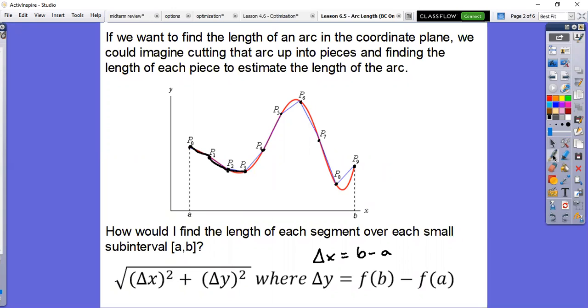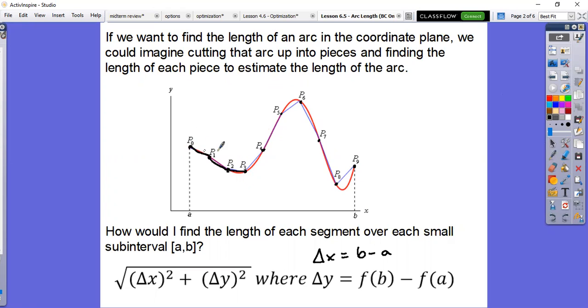Arc length is basically saying, let's find how long a curve is in the coordinate plane. So the actual length right here of this curve. So the question is, how would I do this? Before I actually do it, let's say, how would I estimate it? I can estimate it by cutting this into pieces and then drawing a whole bunch of lines and adding up the length of all of those lines.